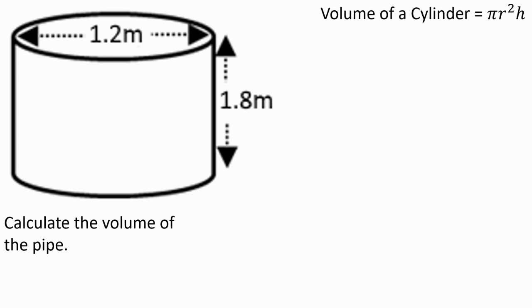The second skill is volume, specifically volume of a cylinder. Now again, I can go back to my formula sheet and it tells me what the volume of a cylinder is here. So calculate the volume of this pipe.